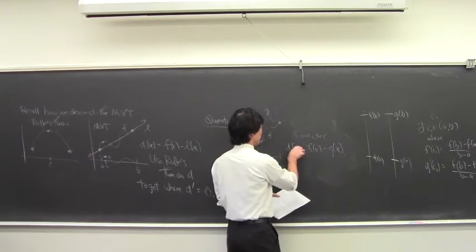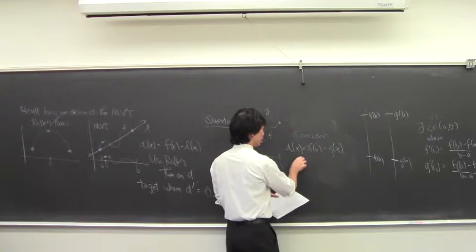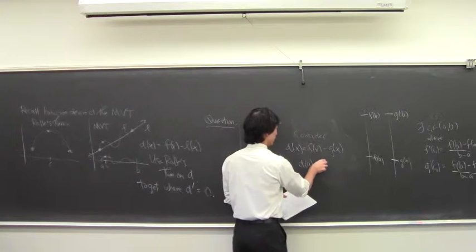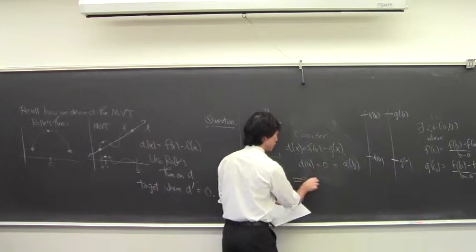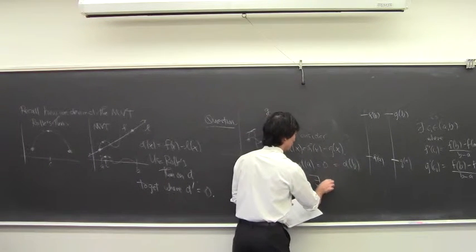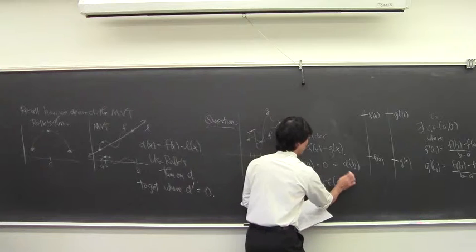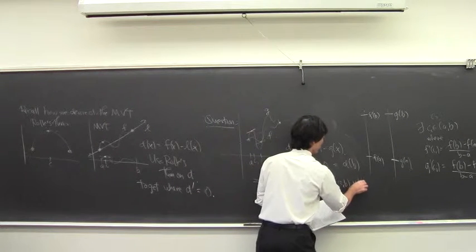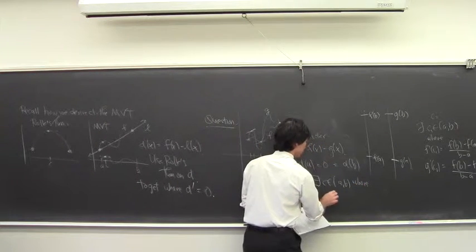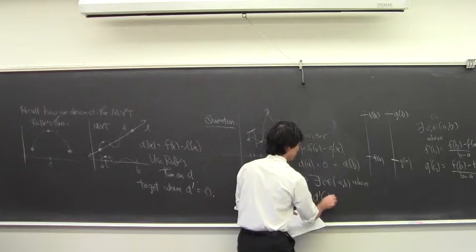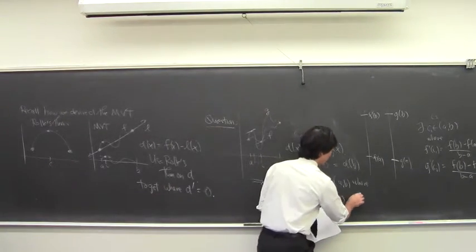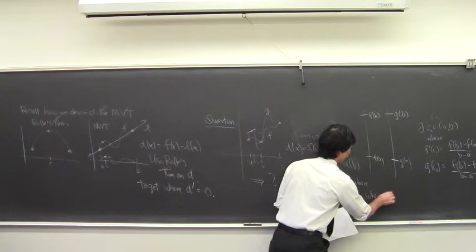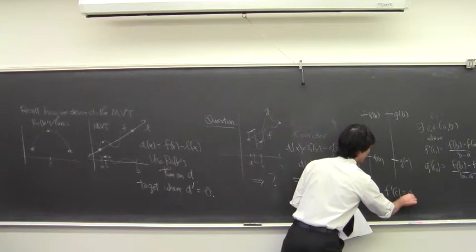So let's again call this thing d. d of a is zero, d of b is zero. And so what does that tell you? That tells you that there's a place where d prime is zero, right? In other words, there's a place where f prime equals g prime.